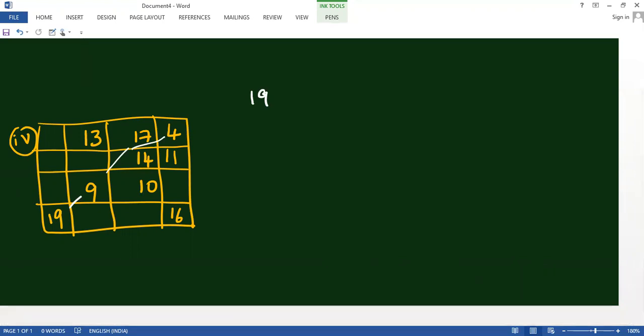19 plus 14 plus 9 plus 4, that is equal to 46. So now let us find the first column.